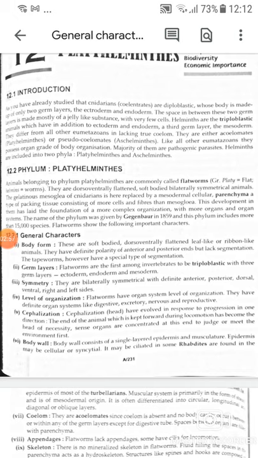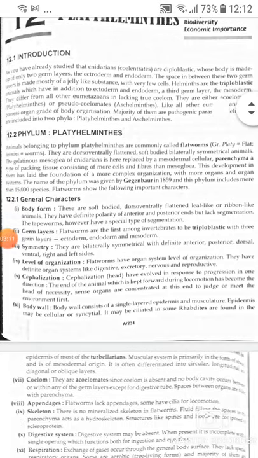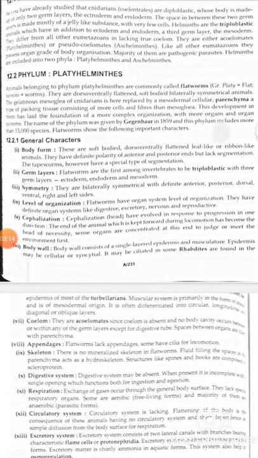Body wall of Platyhelminthes consists of a single layer of epidermis and musculature. Here the epidermis may be cellular or syncytial. It may be ciliated in some. Rhabdites are found in the epidermis of most of the turbellarians. The muscular system in these flatworms is primarily in the form of a sheath, is of mesodermal origin, and is differentiated into circular, longitudinal or oblique layers of muscles.